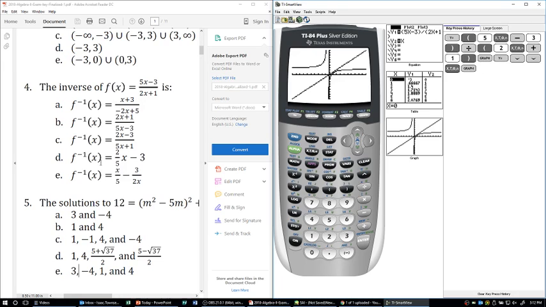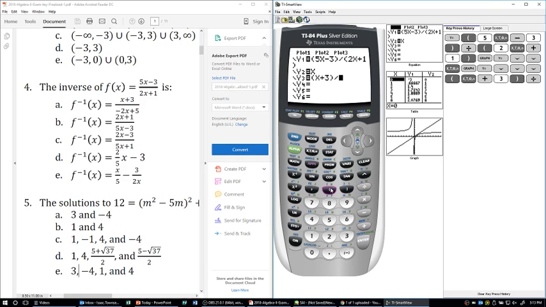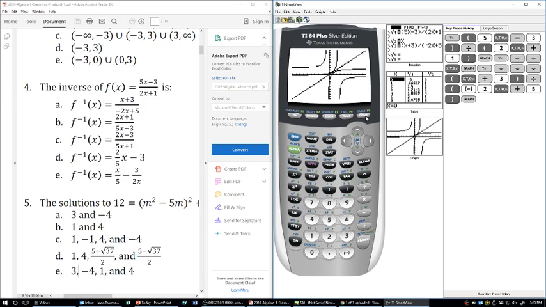Well, looking at these equations, I can't tell which one that's going to be. So I would just do some process of elimination here. I would just try choice A, and if it looks like y equals x is a line of symmetry, then I would pick it. And that actually looks pretty good.